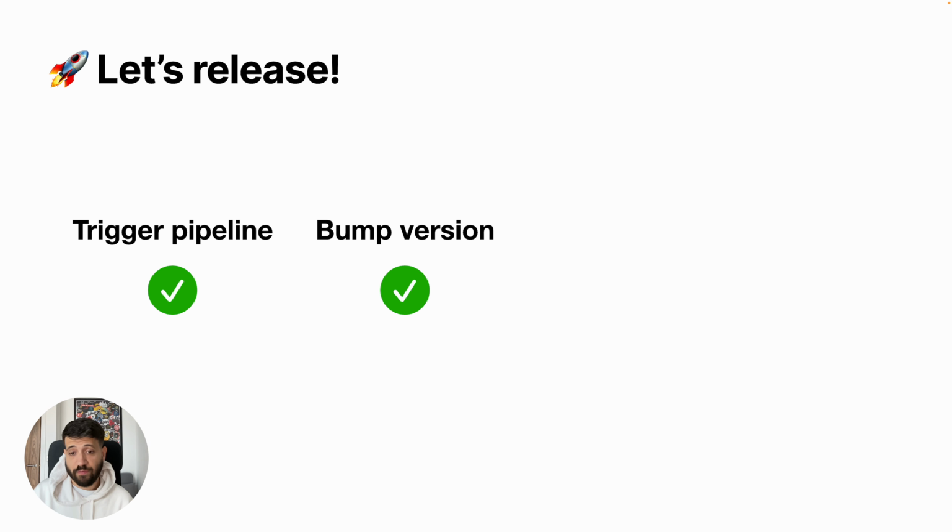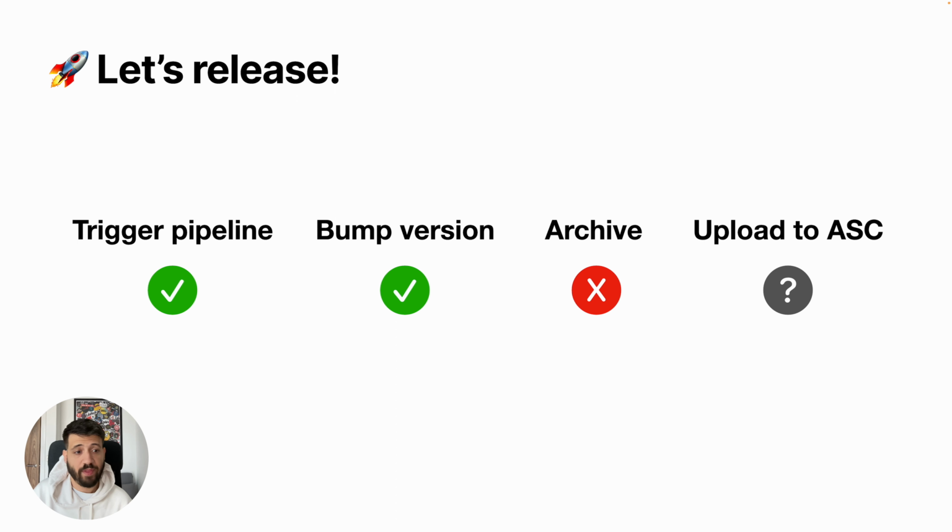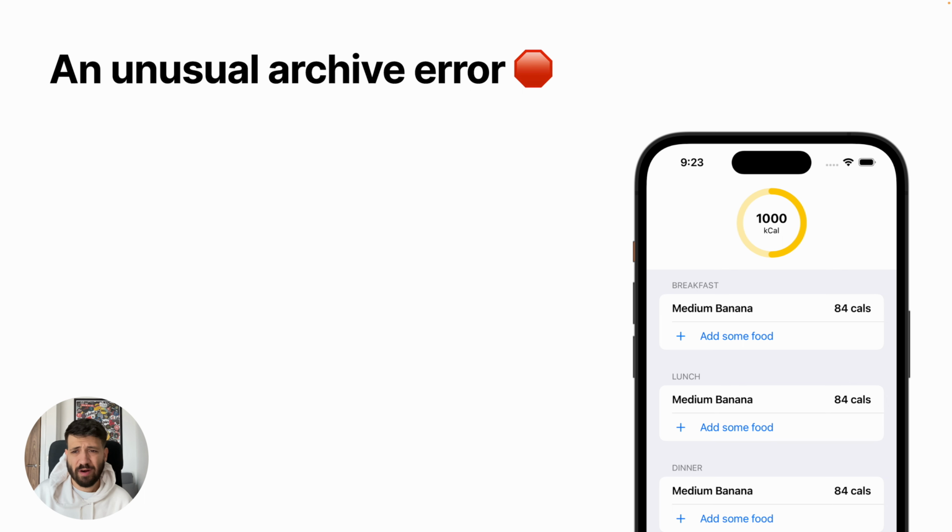It bumps the version of the app, but we see that it fails when it archives, so we can't get a release out. And then obviously it doesn't upload to App Store Connect because the archive has failed. So there's no app version that we can upload to App Store Connect. So what's this archive error that we've got?